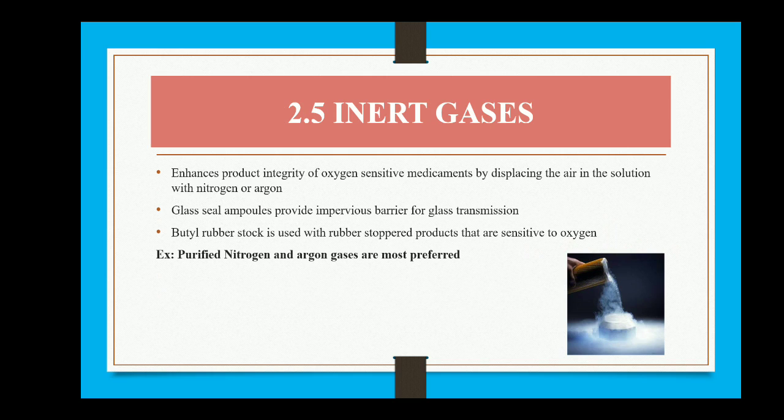Glass sealed ampoules provide an impervious barrier for gas transmission, and butyl rubber stock is used with rubber stoppered products that are sensitive to oxygen. For example, purified nitrogen and argon gases are most preferred. Butyl rubber provides better resistance to gas permeation.